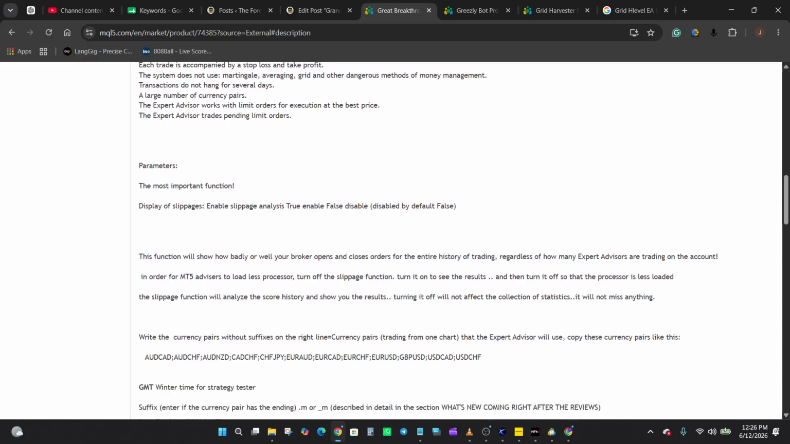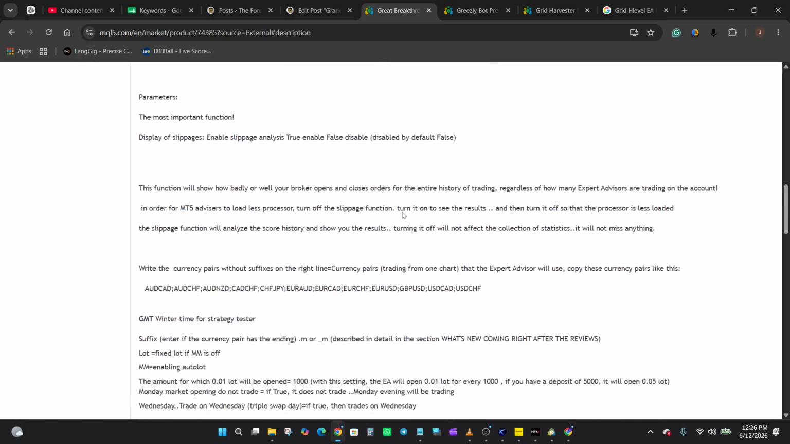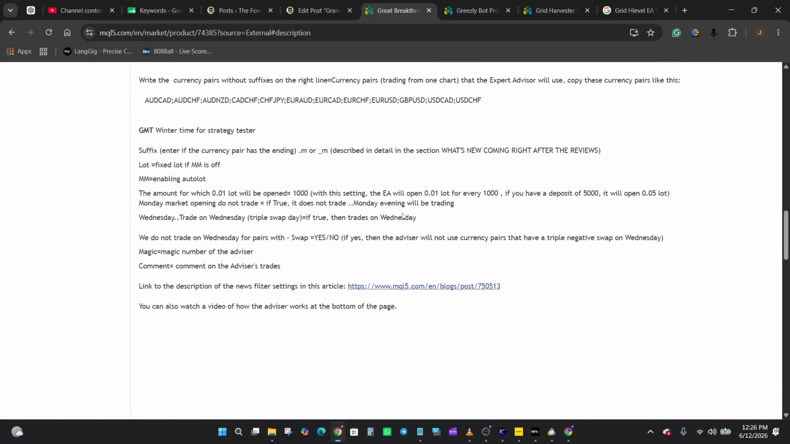There are also several configurable settings available. Traders can choose between fixed lot sizing or automatic lot sizing through the money management option. Additional controls include trading day filters, swap related filters for Wednesday trading, symbol configuration settings, and the slippage analysis feature. The slippage analysis tool is particularly interesting because it allows users to review how their broker has historically executed orders. The developer notes that disabling this function can reduce processor usage while still preserving previously collected statistics.